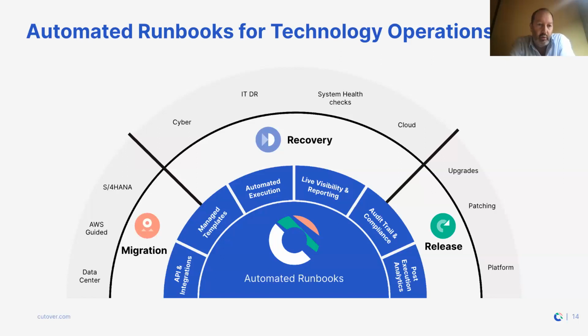The ability to automatically execute, so potentially taking a trigger from a monitoring system and automatically instantiating and initiating one of those runbooks to respond to that event, and inviting and involving the people that need to be part of it. And we just covered live visibility and reporting, an audit trail, and post-execution analysis. So we see those as being the core kernels of what we do as an automated runbook platform.